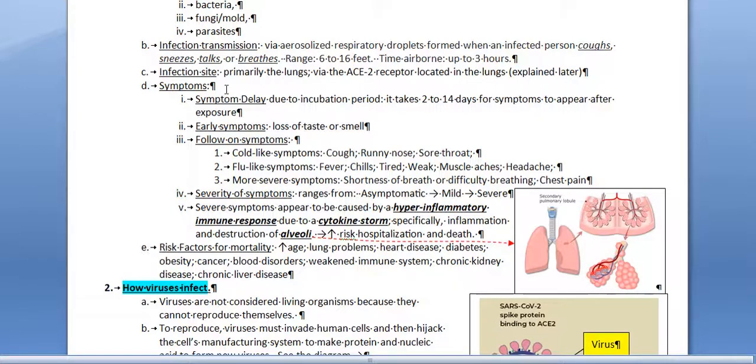The infection site is primarily the lungs via the ACE2 receptor located in the lungs. I know this is a fancy term, and you're probably thinking, what is this? But I'll explain it later. Now, symptoms. First of all, you get a symptom delay due to an incubation period that takes between 2 to 14 days for symptoms to appear. That makes it kind of tricky to determine exactly when and from whom you got this.